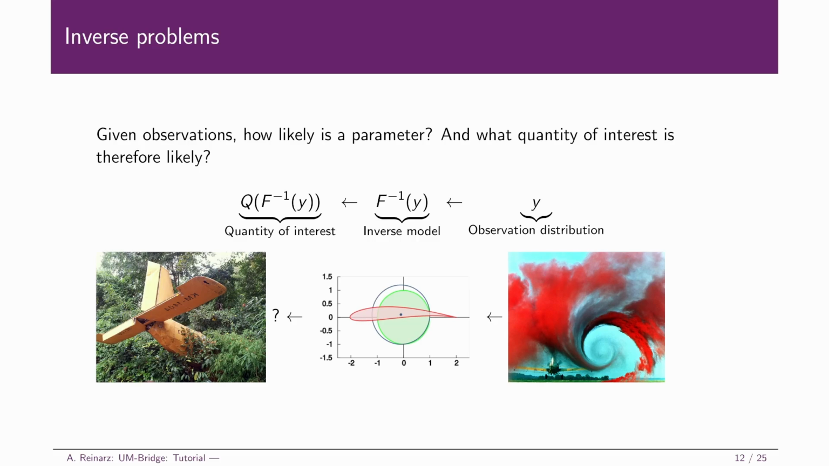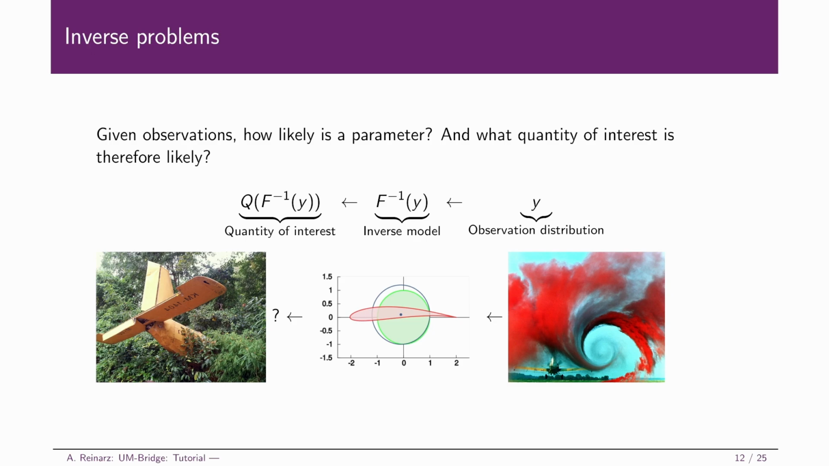And the second class of problems that we look at with this code are Bayesian inverse problems. In this case, we're not giving some input parameters to the forward model directly. Instead, we want to know, given certain observations, how likely are certain parameters, and therefore, again, what quantities of interest are likely. So what this means is that instead of starting from the left and moving forward, we're going to start from the right with some observation.